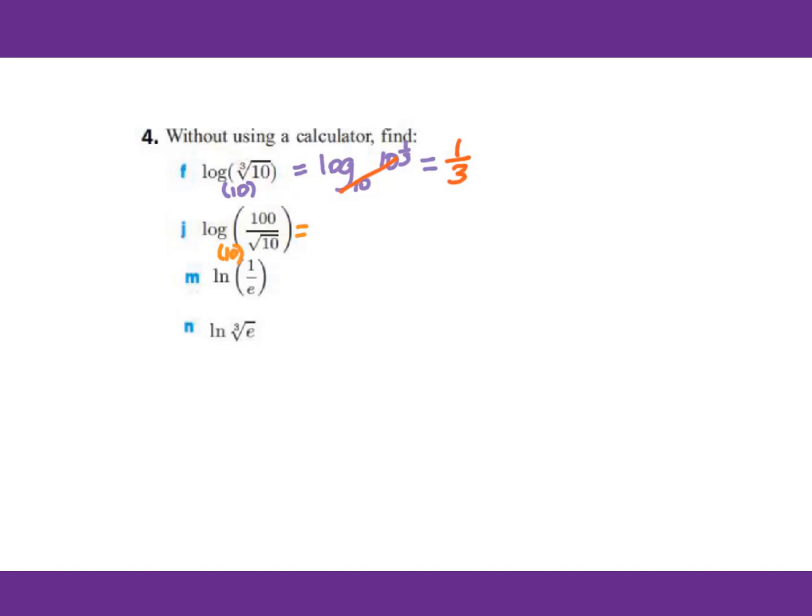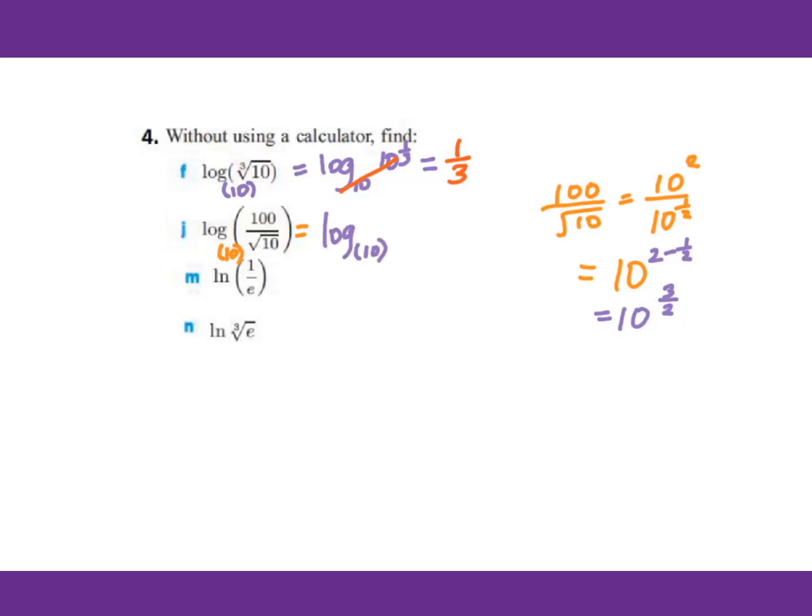This is still common log. So 100 over square root of 10, I can write down 10 squared over 10 to the 1/2 power. Division of power, we subtract the exponents. So we got 2 minus 1/2. You will get 3/2. I will get the log base 10 of 10 to the 3/2 power. Then equals 3/2.